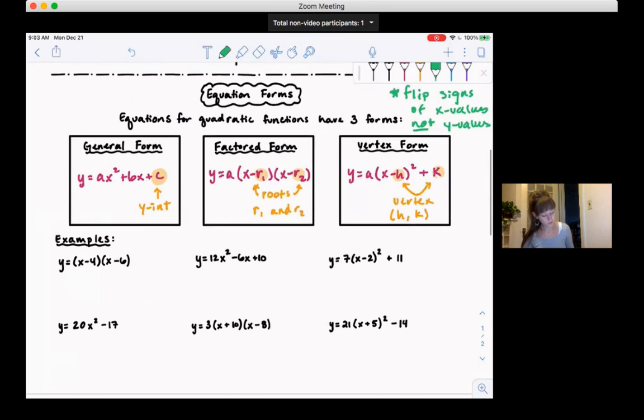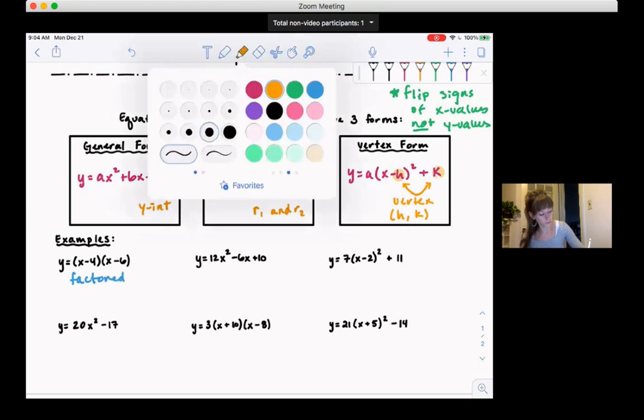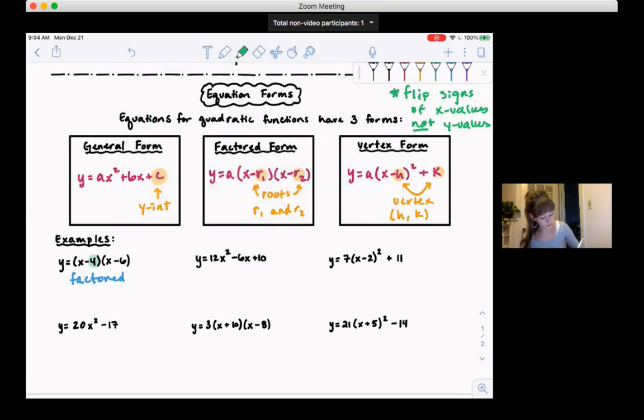Okay, let's do some examples. So we're going to identify the form and what it tells us about the graph. So this form has two sets of parentheses, so that's going to be factored form. And factored form tells us the roots, right? So these numbers that we're subtracting inside the parentheses, those are the roots. So 4 and 6, we flip the signs for the x values. So positive 4, positive 6 are the roots.